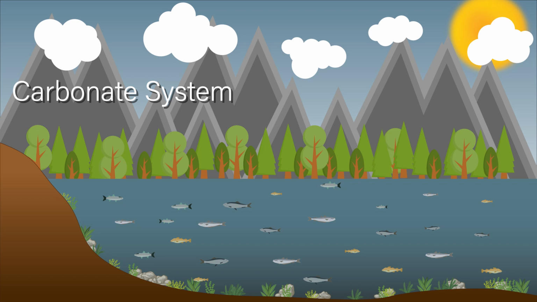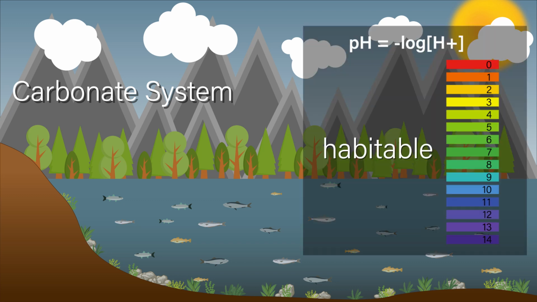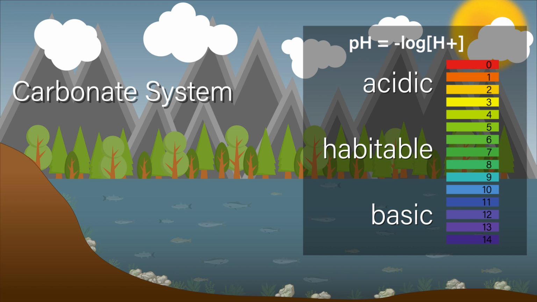Aquatic life depends on a water system maintaining a habitable pH. If the water is too basic or too acidic, plants, fish, and other organisms will not be able to survive. Fortunately, certain chemical compounds can regulate or buffer the pH, mitigating rapid changes when acids or bases enter the water system.